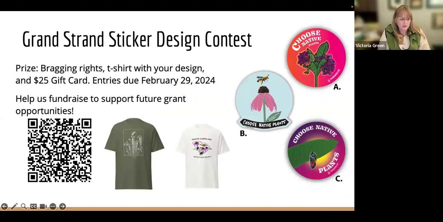Over the past year, we've identified a lot of great partners and a lot of projects in our area, and a lot of people who want to promote native plants and install them, and all sorts of efforts. These efforts require money, and we would like to fund those opportunities. So what we're going to be doing is selling some beautiful native plant stickers or t-shirts. And we need some art to go on those t-shirts and stickers.